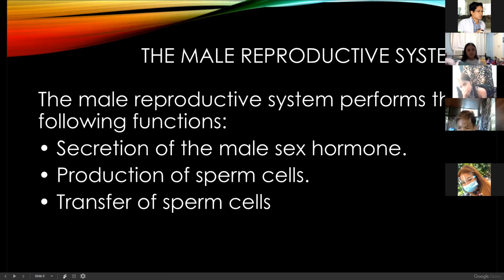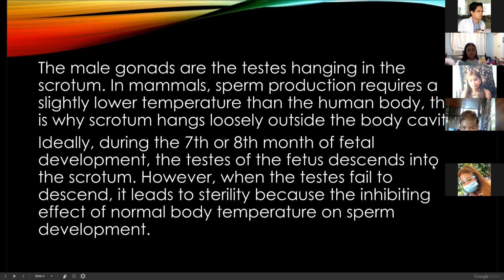Let's move now to the male reproductive system. The male reproductive system performs the following functions. Number one, please take note, secretion of male hormone. Two, production of sperm cells or gametes. And three, the transfer of sperm cells. Again, these are the three functions of the male reproductive system. If you have questions, please let me know so that I can address your concerns.